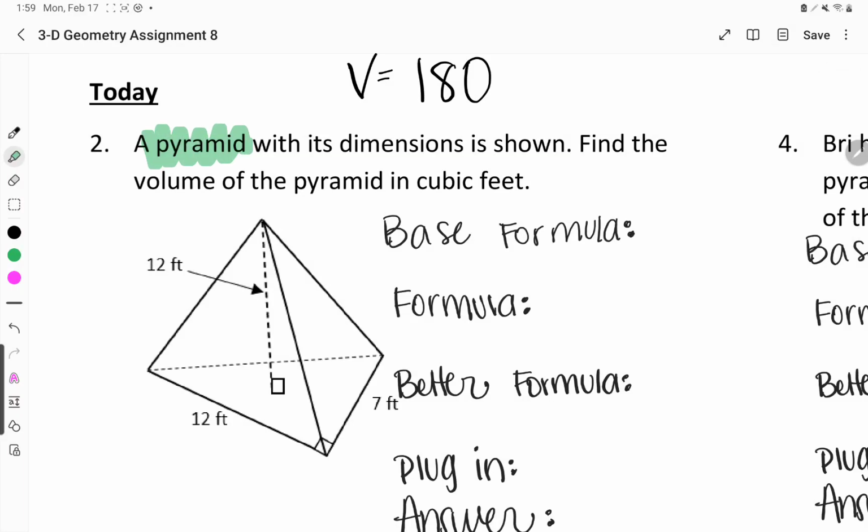Okay, this one says a pyramid with its dimensions is shown. Find the volume of the pyramid in cubic feet. Okay, so the first thing I'm going to do is I'm going to write down my volume formula for a pyramid. Look over at the board. What does it say the volume formula for a pyramid is? Area of the base times height divided by 3.